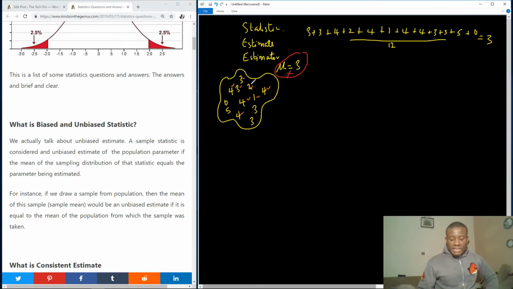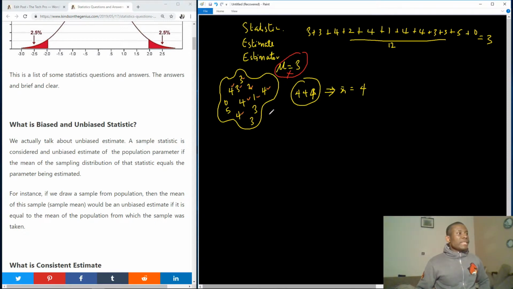We take the first sample to be 4, 4, 4. So we take 3 items, 4, 4, 4. This is the first sample, and we calculate the mean to be 4 plus 4 plus 4 is 12, divided by 3, is going to give us 4. So this is our x1, the mean of the first sample we're taking.